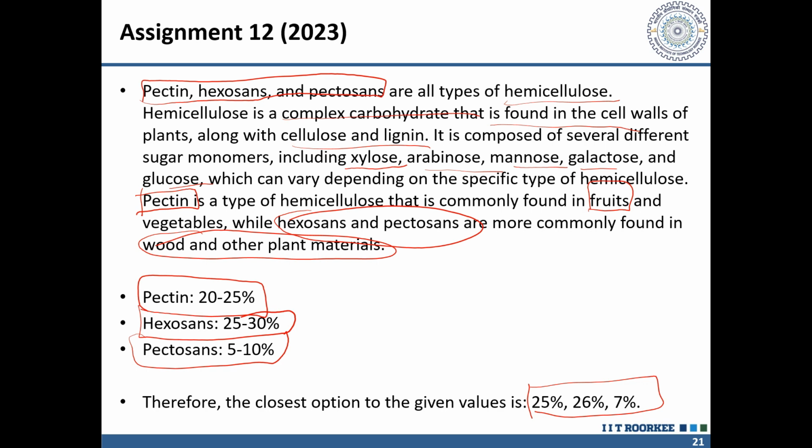pectin will be in higher quantity, that is 20 to 25%. It can be more than this also. But in the case of woody or non-woody plants, pectin is not a major product and it can be less than 10 or even 5%. So therefore, in fruits, pectin is in higher quantity.